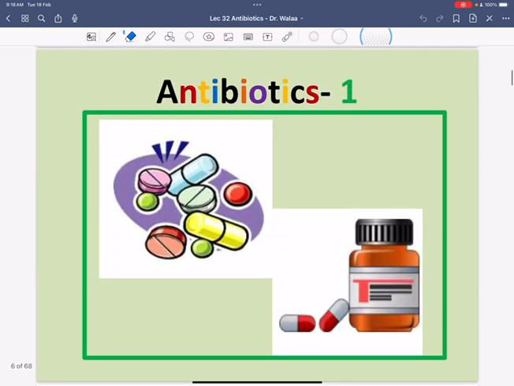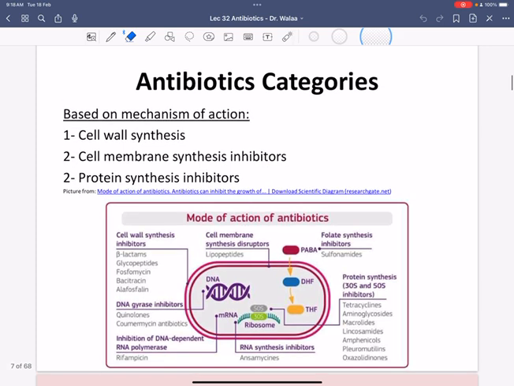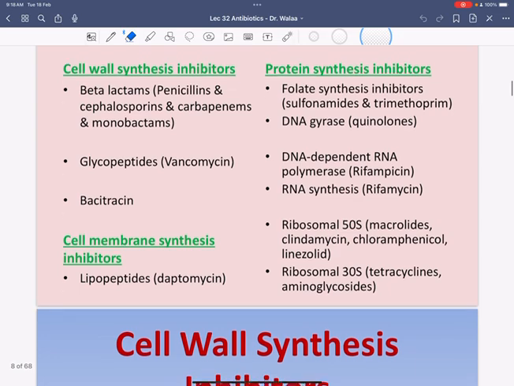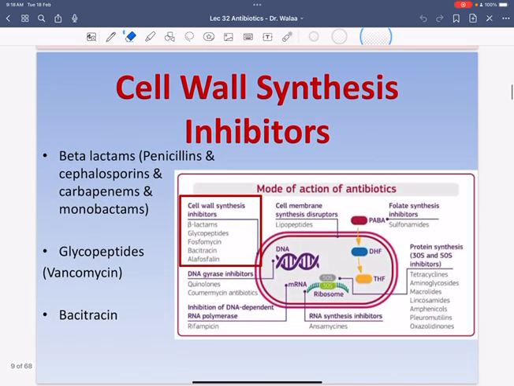So as we said earlier, antibiotic groups are divided into many further categories according to their mechanism of action and how they kill or inhibit the growth of the bacteria. So we have antibiotics that work on cell wall synthesis inhibition, others work on protein synthesis inhibition or cell membrane synthesis inhibition. And there are subgroups for each major group. We'll start with antibiotics that cause cell wall synthesis inhibition.